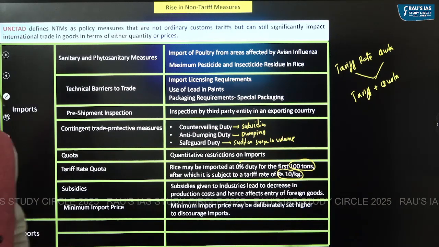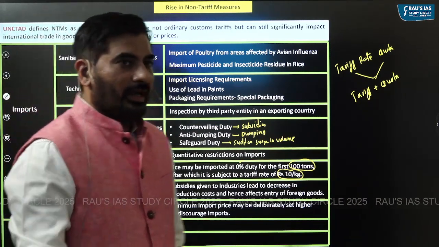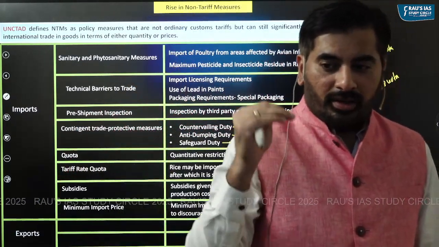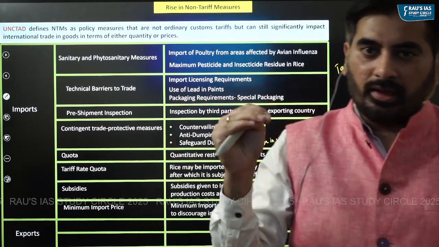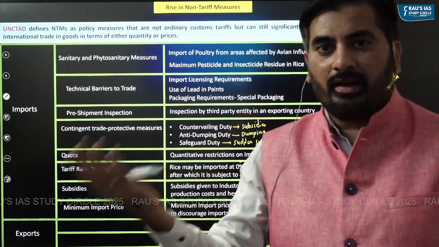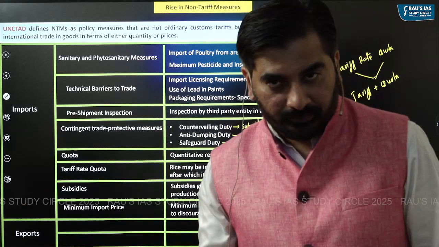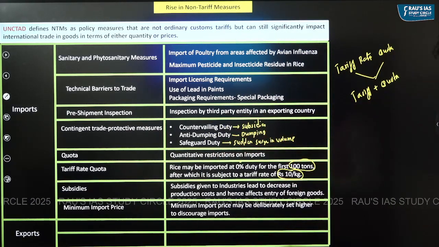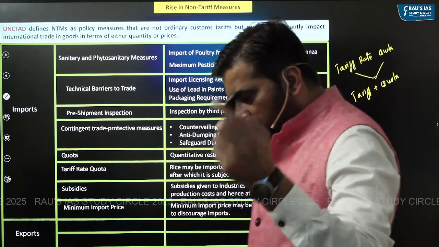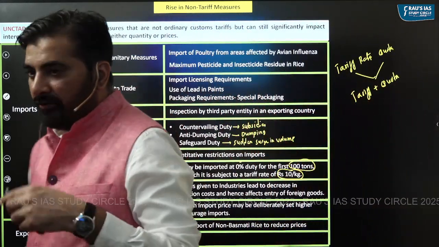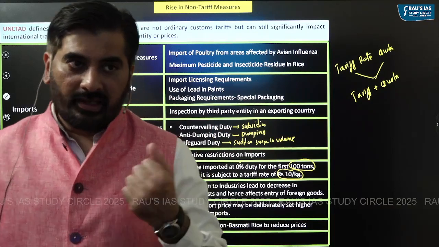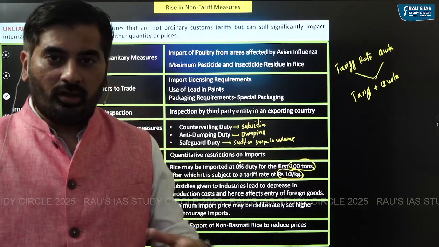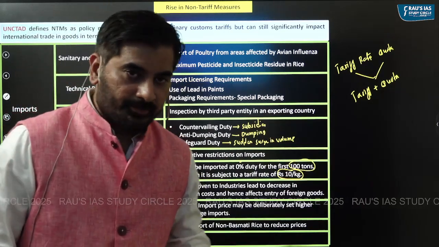Minimum import price. So we might say that when we import a particular commodity, we will import a commodity at a certain minimum price only. So once again, it is acting like a non-tariff measure. As far as exports are concerned, with respect to exports, there are two types. One is if you put a ban on exports, like India put a ban on export of non-basmati rice, wheat, sugar. It is a non-tariff measure.